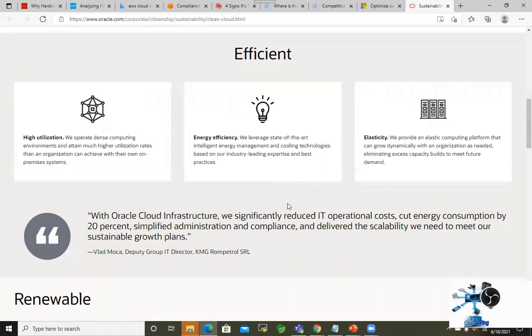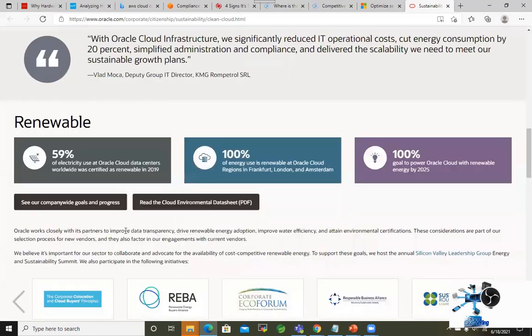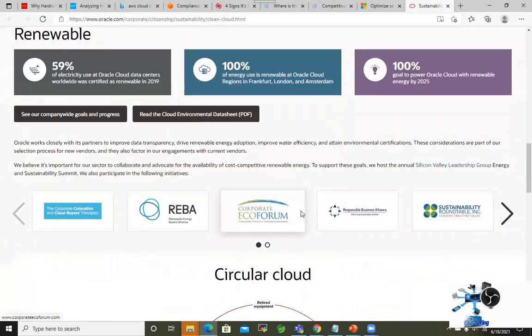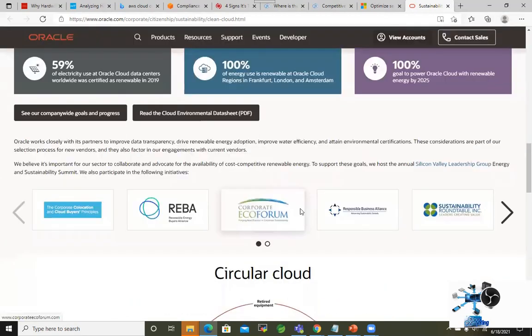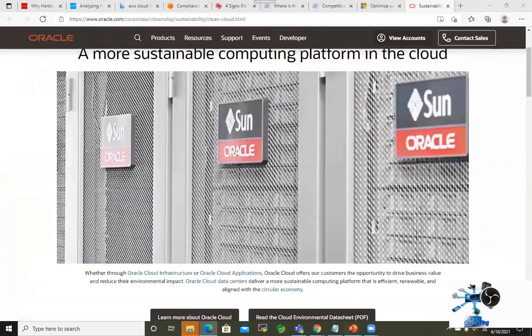Because it is eco-friendly. You can see here, with Oracle Cloud Infrastructure, we significantly reduce IT operational cost, cutting energy consumption by 20%, with simplified administration, compliant delivery, scalability, and a sustainable growth plan. So that's for sustainability. Renewable energy, 100% energy use renewable. Other clouds also have these things, so you can refer to this reference. So that's known as sustainability, right?